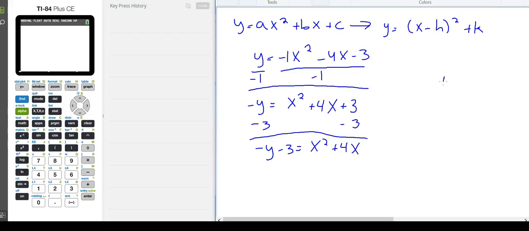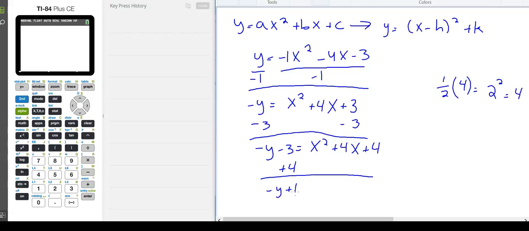To do that, we're going to take 1/2 of b. b is the coefficient of the x term, so in this case it's 4. 1/2 of 4 is 2, and we're going to square that value. 2 squared is 4. We're going to add that number, which is 4, to both sides of the equation. So we have negative y plus 1 is equal to x squared plus 4x plus 4.